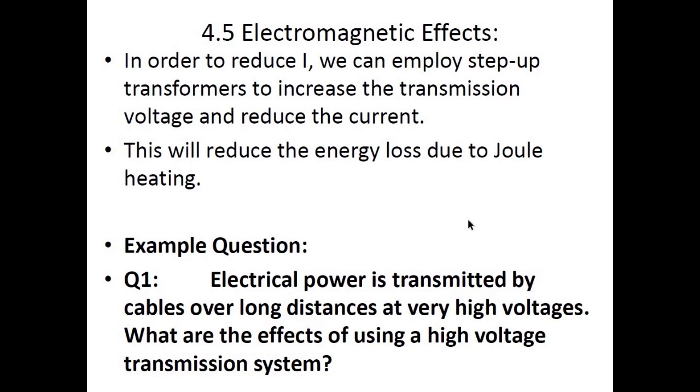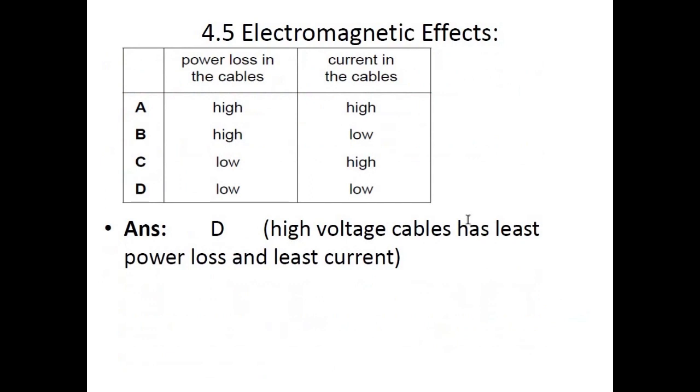But since you'll be supplying a very high voltage, that means your current would be very low, and that would mean that the power loss would be greatly reduced as the value of I would be minimized. Example question: electrical power is transmitted by cables over long distance. What are the effects of using a high voltage transmission? Power loss in the cable would be very low, and the current in the cable would also be low. We have just discussed that. So only D would be our answer.